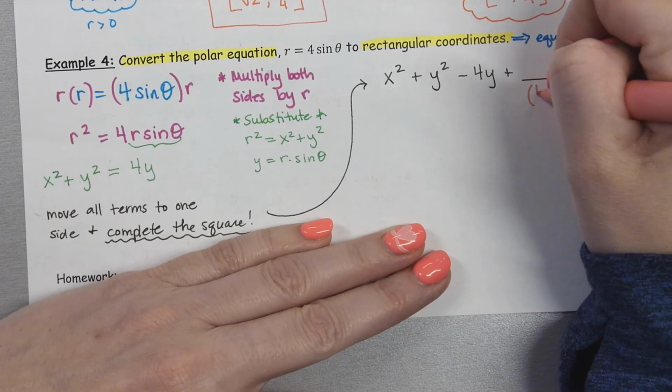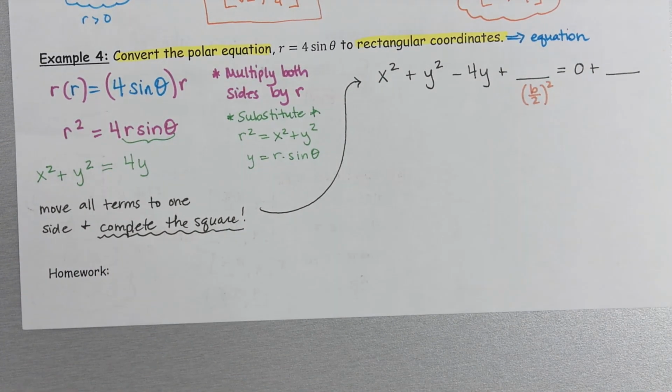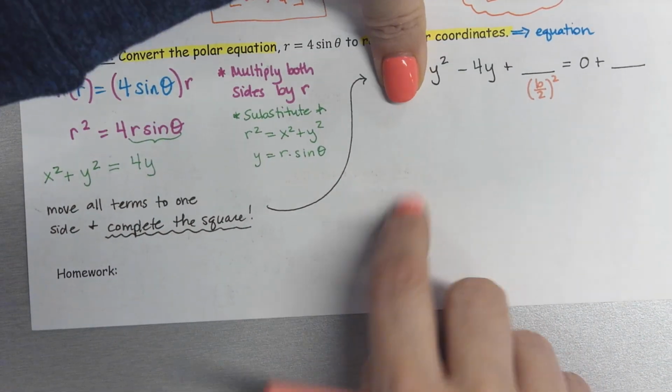Okay, so you're going to take your b value, and we're only doing this with the y because if you don't have an x, it would be 0, and you'd just be adding 0 in. So you're going to take half of b, square it, write that on both sides. Yes, with the b with the y. So we're just completing the squares with the y's here. Like I said, with the x squared, you don't have any x. It would be a 0.